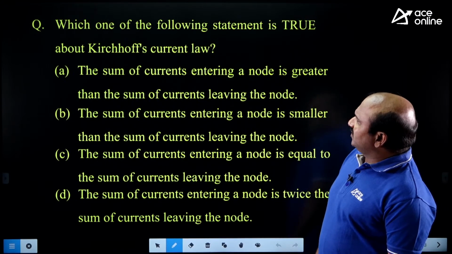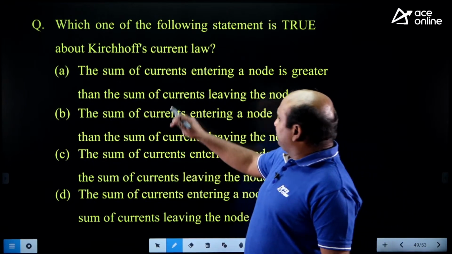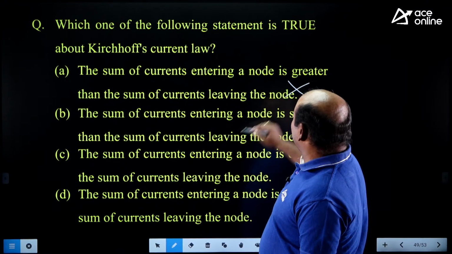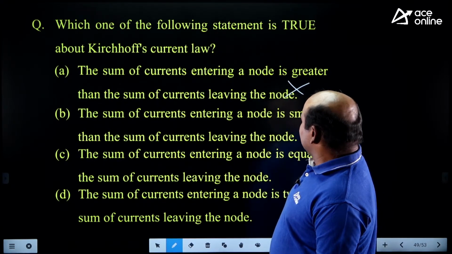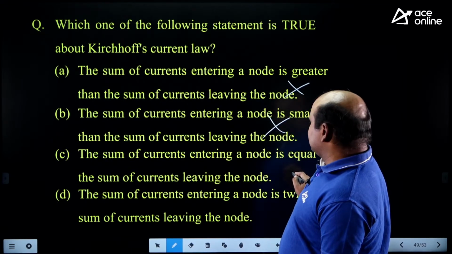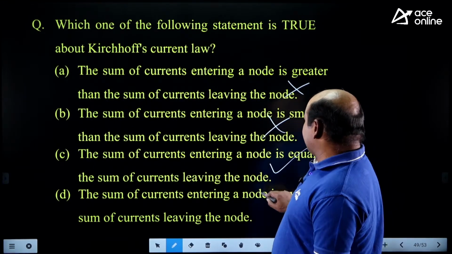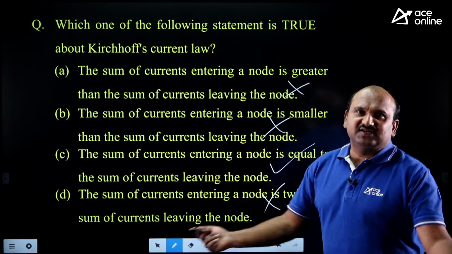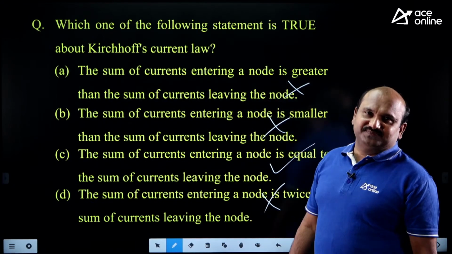Next. Which one of the following statements is true about Kirchhoff's current law? The sum of currents entering at a node is greater than the sum of the currents leaving at the node. It is not correct. The sum of the currents entering at the node is smaller than that. It is not correct. The sum of the currents entering at a node is equal to the sum of the currents leaving. The sum of the currents entering at the node being twice of this one is not correct. It's very simple. By reading this, it will take 1 minute. That's why you should be careful and read each and everything.